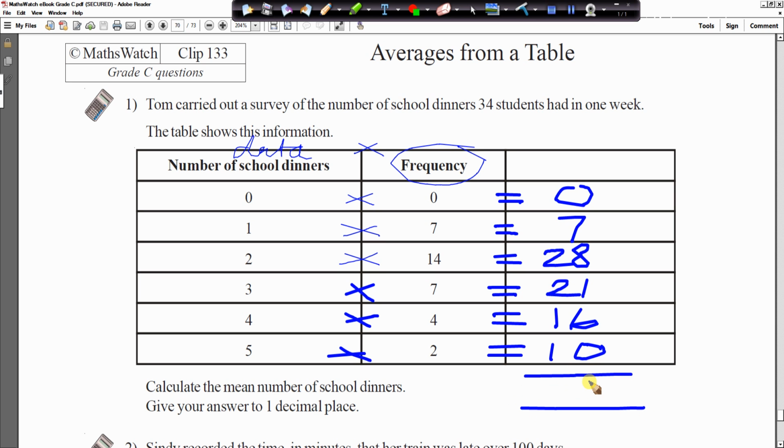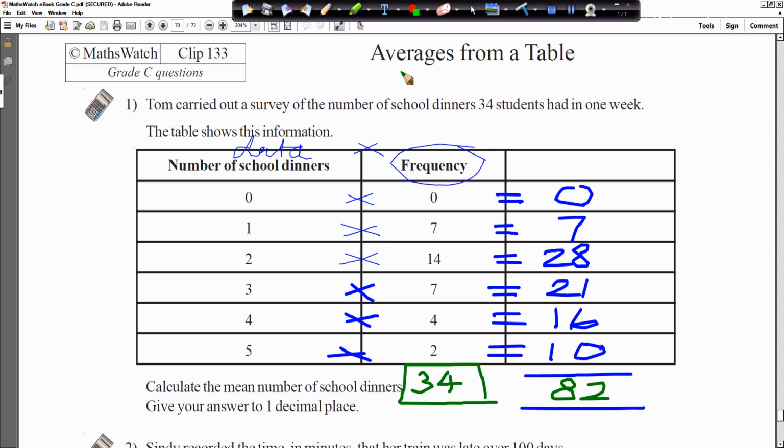Now, what we need to do is add them all up. So, can somebody add all these up for me, please? We know the total frequency for the dinners is 34, so we know this one should be 34. Do it slowly. 34. And the total is 82. Confirmed by 2 different students.